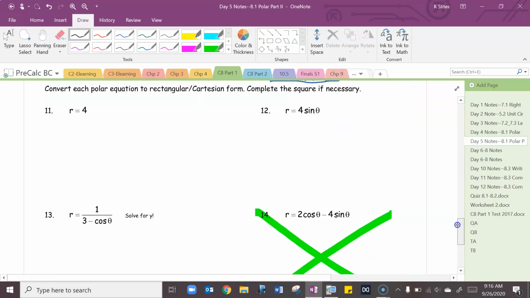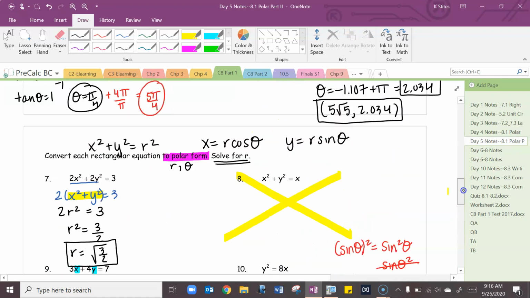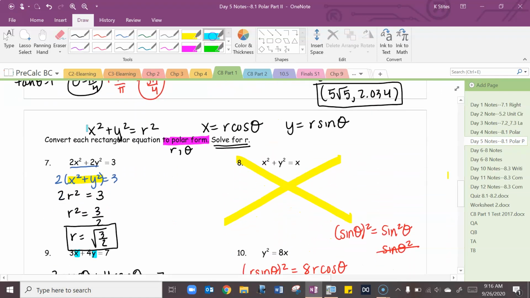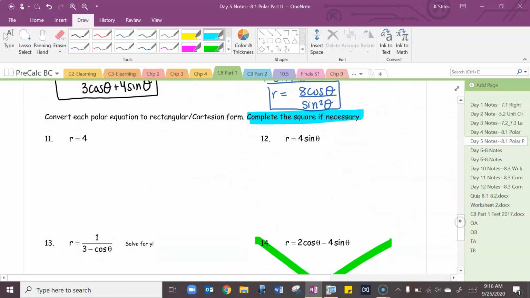Okay. Finally, we're going to do the same thing, but this time we're converting to rectangular. Complete the square if necessary. We will have to do that for one. Get excited. All right, so r equals 4. Again, you want to try to find these guys. We don't have anything that's r equals, but what we can do is square both sides and get r squared equals 16. And then r squared, we should know, is just x squared plus y squared.